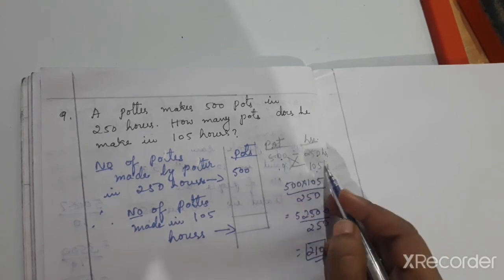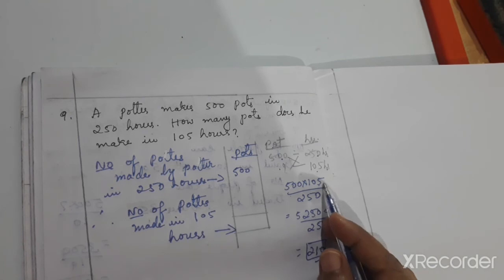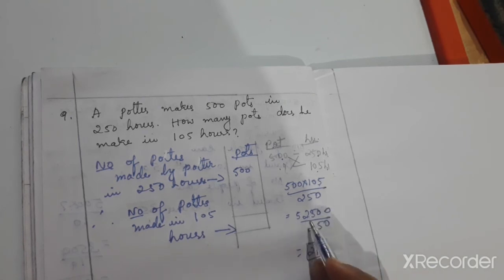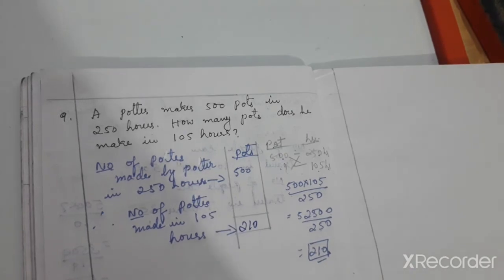Question mark. 500 into 105 divided by 250. Multiply 500 into 105. After multiplying, you get 52,500, divided by 250. Then divide these two numbers. Then you get 210 pots.